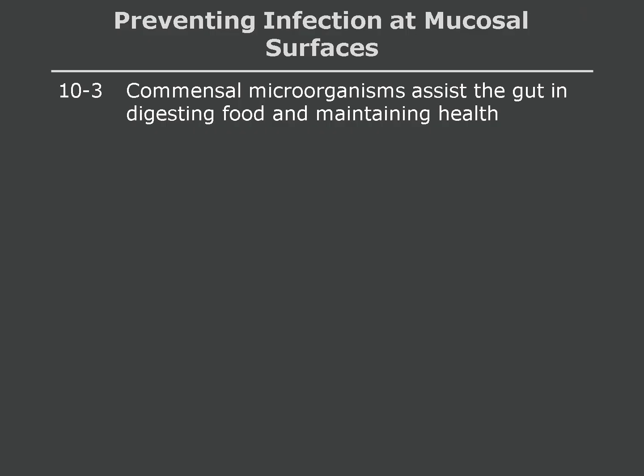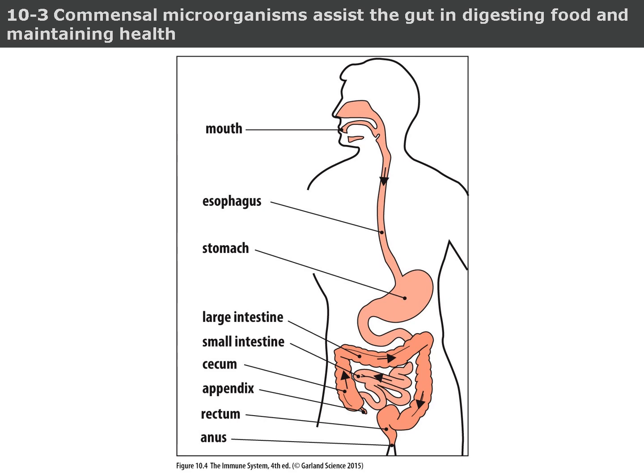Commensal microorganisms assist the gut in digesting food and maintaining health. This diagram highlights the major structures of the human digestive tract, from the mouth to the anus. Along this path, commensal microorganisms play a vital role in maintaining gut health. In the small and large intestines, trillions of beneficial microbes aid in breaking down complex carbohydrates, synthesizing essential vitamins, and defending against harmful pathogens. They also help train the immune system to tolerate harmless antigens. Together, the digestive organs and the microbiome form a powerful partnership essential for digestion, nutrient absorption, and immune homeostasis.